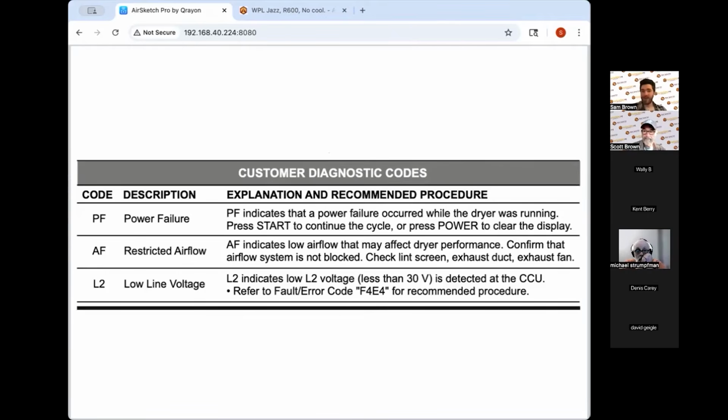However, this is another case, kind of like the previous one. It's sort of a theme today of them hiding the information you actually need. Because right here on the customer side code, the description they gave is just, oh, it's got to be something obstructing the airflow. It's got to be a clogged vent or clogged lint screen.